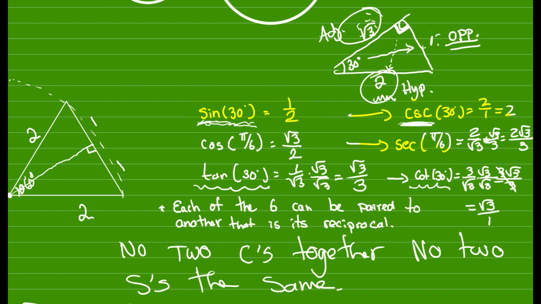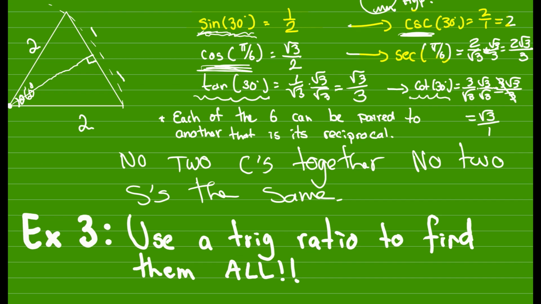When it comes to cosine, what is the reciprocal of cosine? Again, I better know that it's going to be either cosecant or secant. But following my rule of no two c's together, no two s's the same, it must mean that it cannot be cosecant. So it needs to be secant. That's how I remember it. And I don't know, I kind of like my logic there a little bit. Hey, let's move on to the next one.